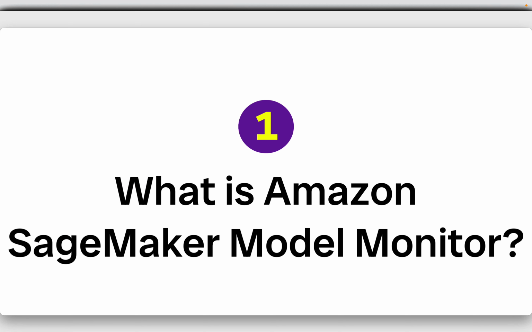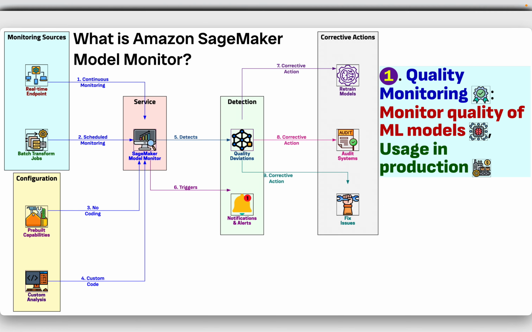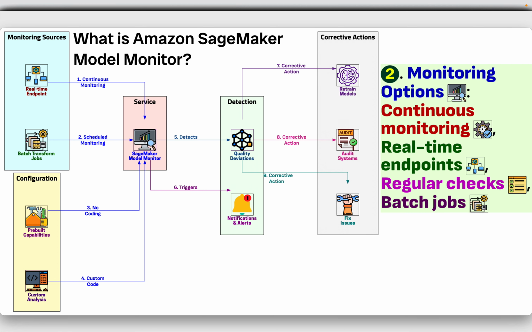So what is Amazon SageMaker Model Monitor? Amazon SageMaker Model Monitor helps you keep an eye on the quality of your Amazon SageMaker AI machine learning models while they are actually being used in production. You can set it up to watch your models in different ways, such as monitoring continuously with real time endpoints, running regular checks on batch jobs.